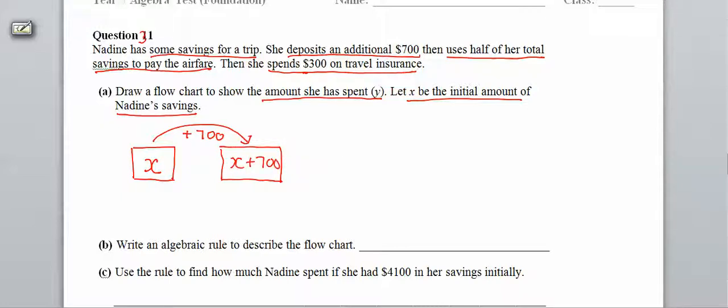Okay, what comes next in the question? Then she uses half of her total savings to pay the airfare. So half is the same as saying divided by 2, isn't it? So she divides total savings by 2. Okay, so this gives our next part of the flow diagram as X plus 700, and we want all of this divided by 2.